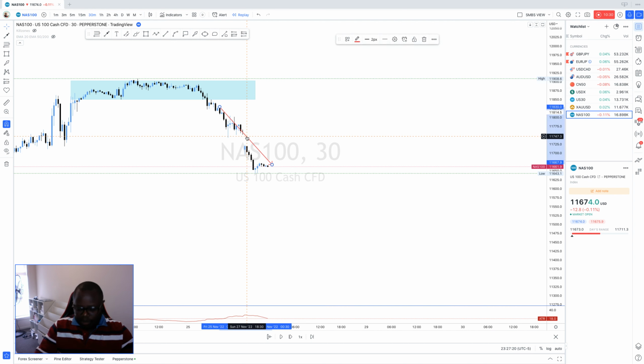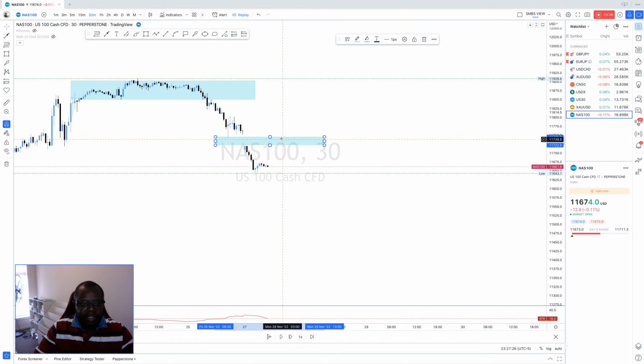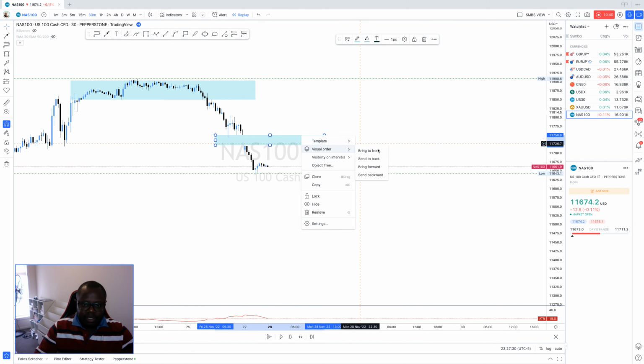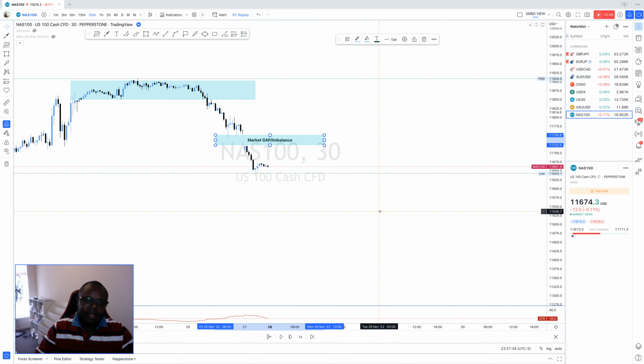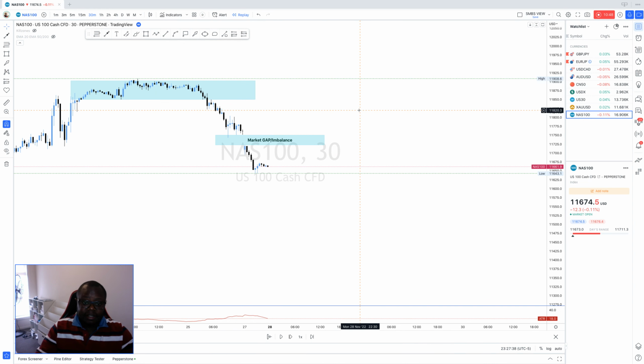Now, remember, when they were pushing the price to the downside, they left this gap here. The market price left that gap here. This is what, normally, I highlight as a market gap or a market imbalance. I hope up to there you have understood.